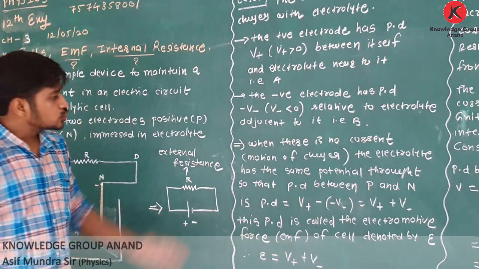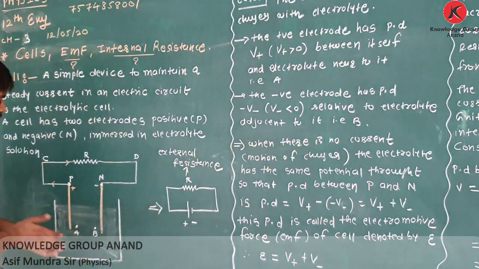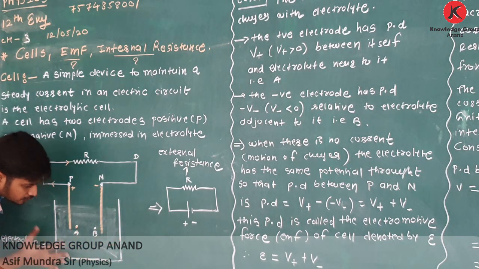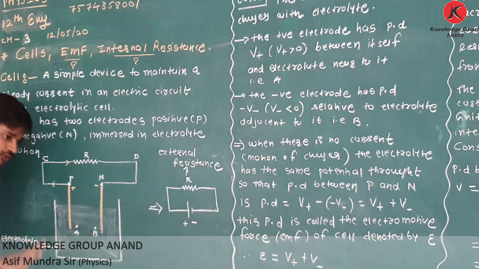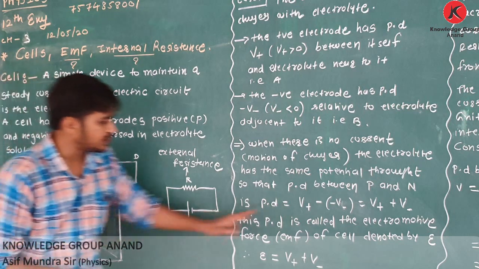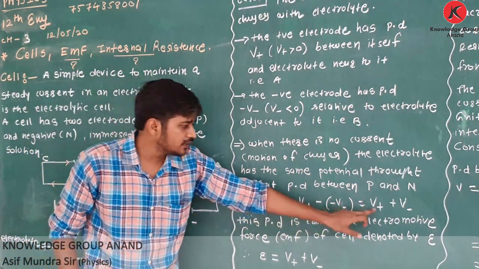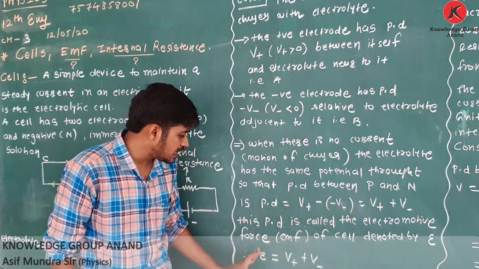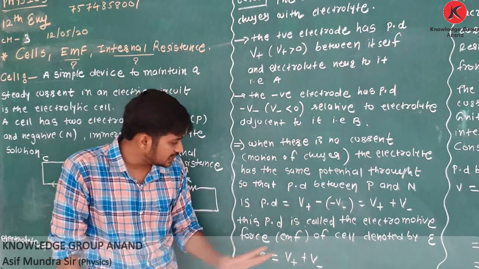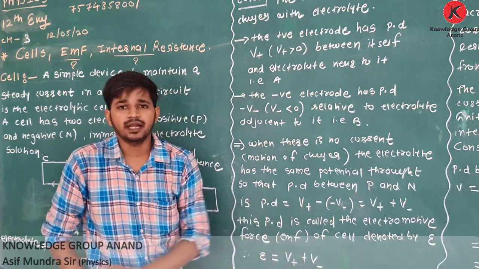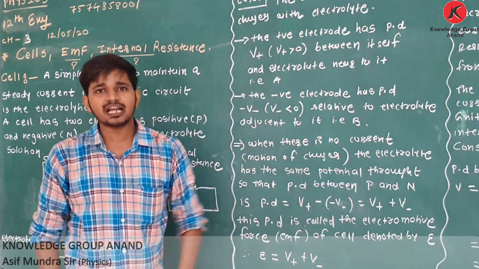Clear about this? So when current is not flowing through the electrolyte, the potential at each and every point in this electrolyte is constant. The potential difference between points P and N is V plus minus Vn, which equals V plus plus V minus. This potential difference is called electromotive force, EMF, and it is denoted by E. So what is E? It is V plus plus V minus. How to understand it by a second method?